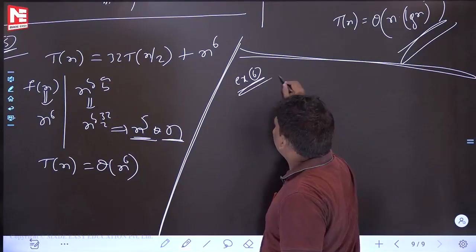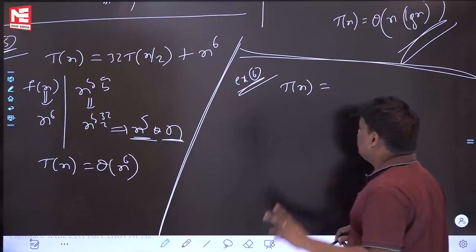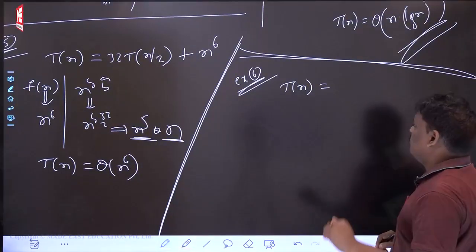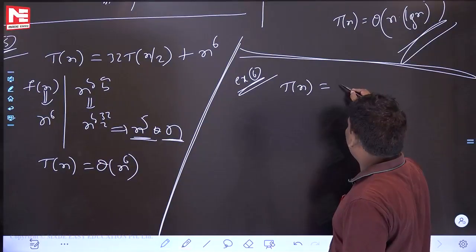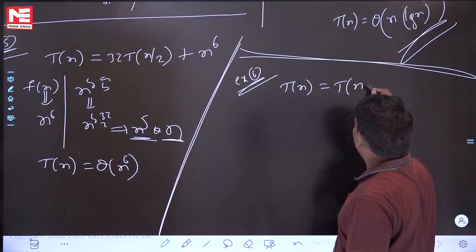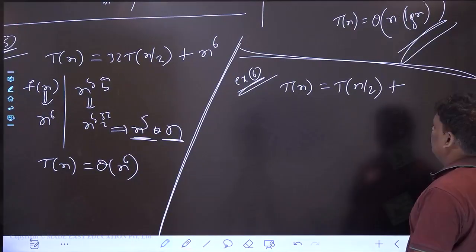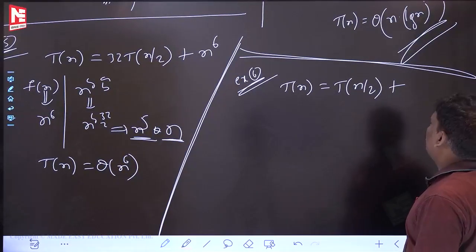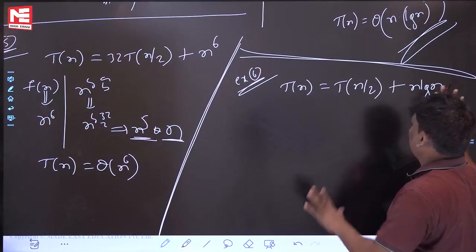Be careful about this also. Example 6: T(n) = T(n/2) + n log n. It will trouble you if you don't listen. This is the given problem. Some people are asking what is the answer. I will clearly explain. Please take care.